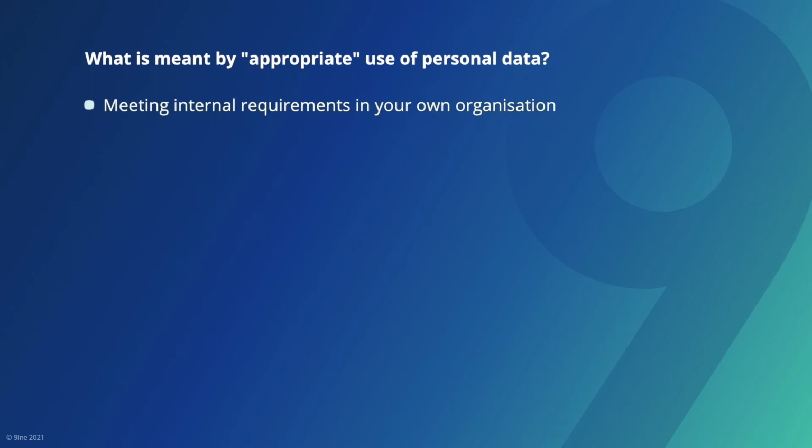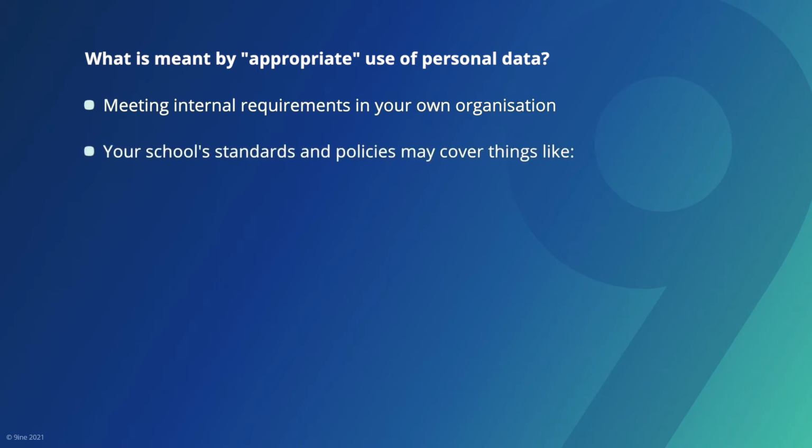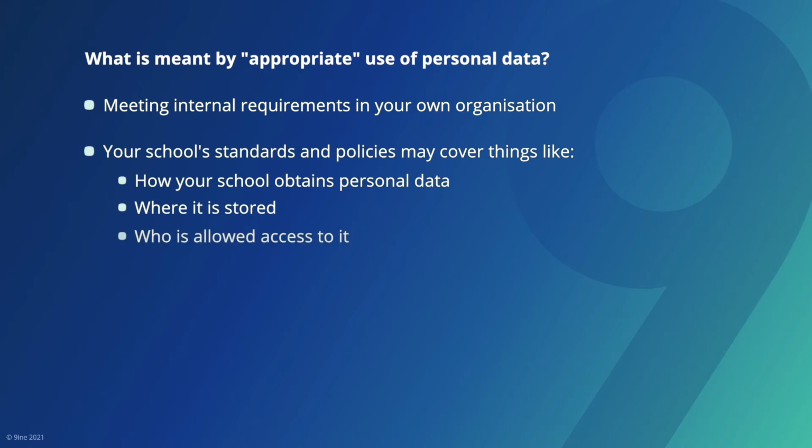In addition to ensuring that your school is processing data in a lawful manner, appropriateness also refers to satisfying your school's internal requirements, included in your own standards, policies, and procedures. These are often created to ensure that your school satisfies all legal requirements, but they can also go above and beyond what is legally required.